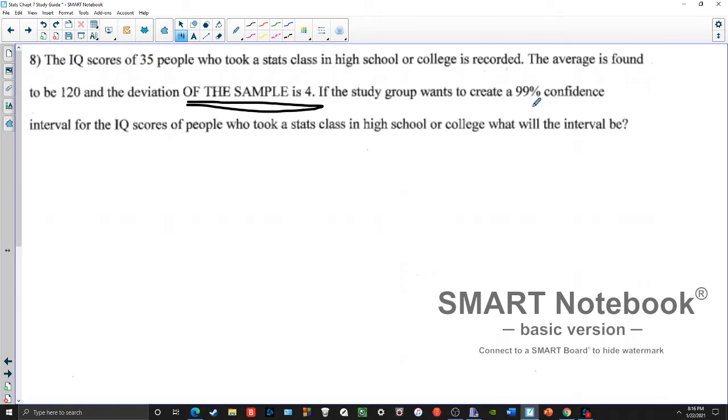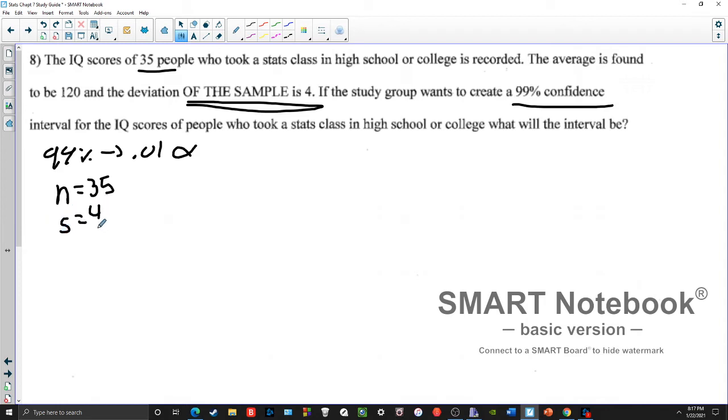All right, so we want to make a 99% confidence. Let's record our information here. 99% confidence, which leads us to a 0.01 alpha. So that's our CL. We have an N of 35. We have a standard deviation of the sample, so that's a little s, of 4, because that's a sample deviation, not a population deviation. And we have an average of 120, so our x bar is 120.